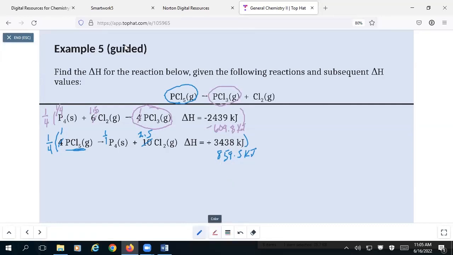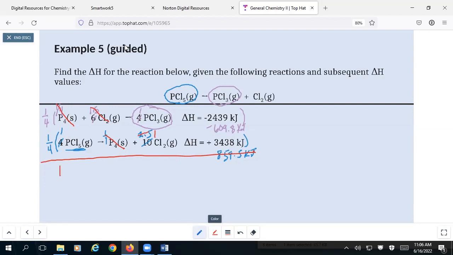When I add these two equations together, I'll see that I've got a 1/4 P4 on this side and a 1/4 on that side, so they cancel. I'll also see that I've got 1.5 chlorines on the reactant side and 2.5 on the product side. So the 1.5 cancels and takes 1.5 of those with it, which is just 1.